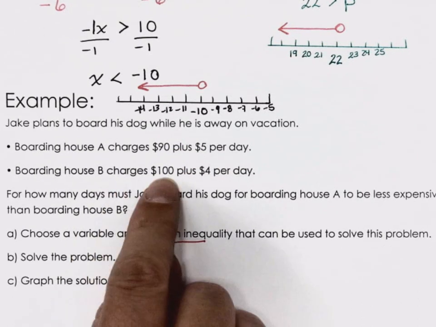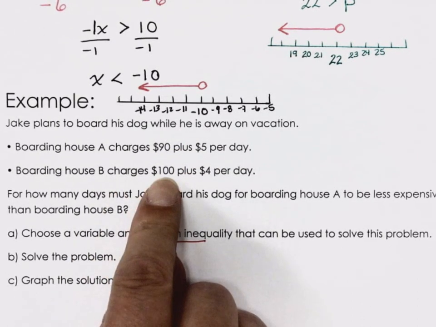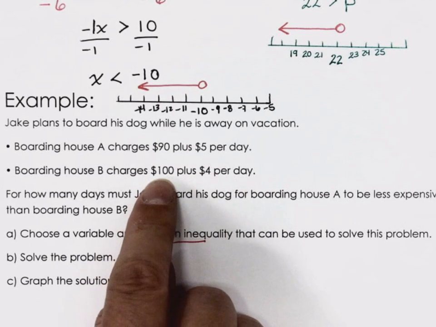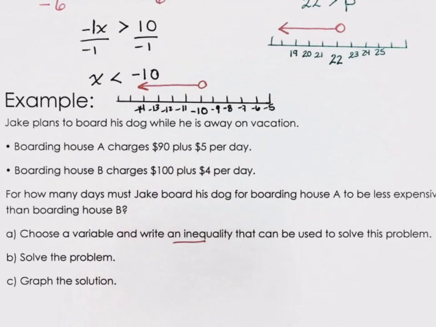If she stays at boarding house B for 1 day, how much is it going to cost us? $104, okay? And if I stayed for 2 days, how much would it cost me? $108. Perfect. Okay, so what's the thing that's changing? It's the number of days that my dog stays at the kennel.